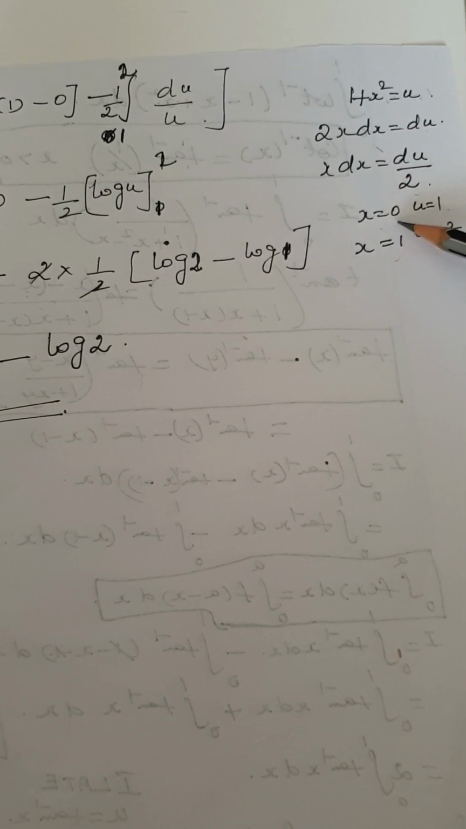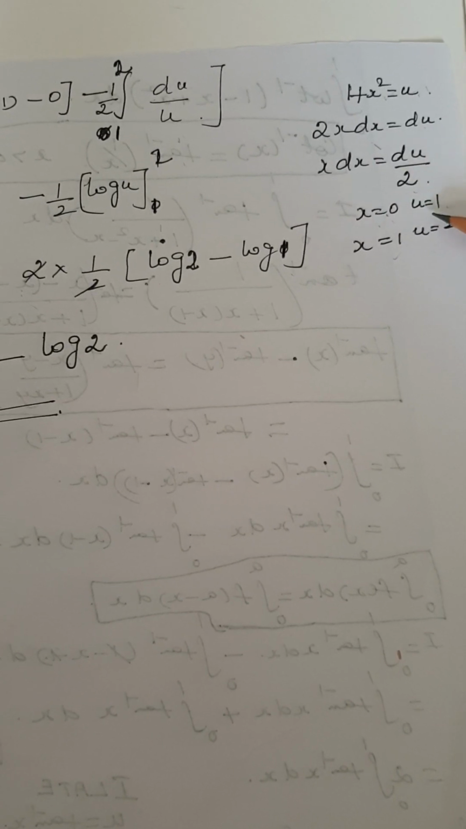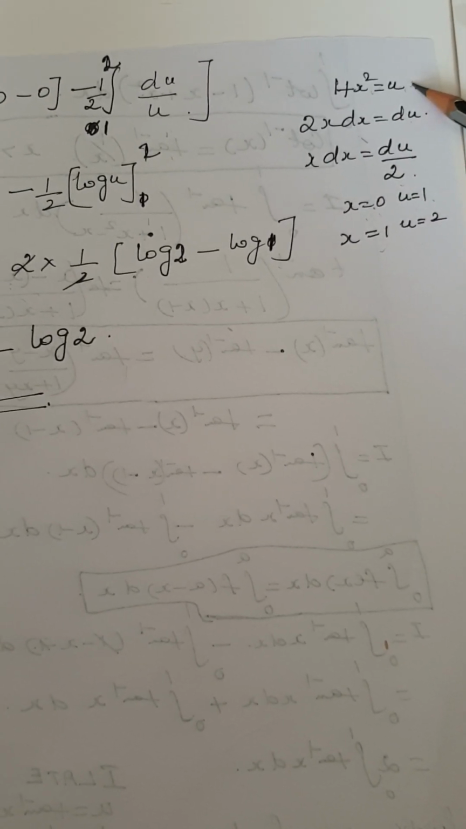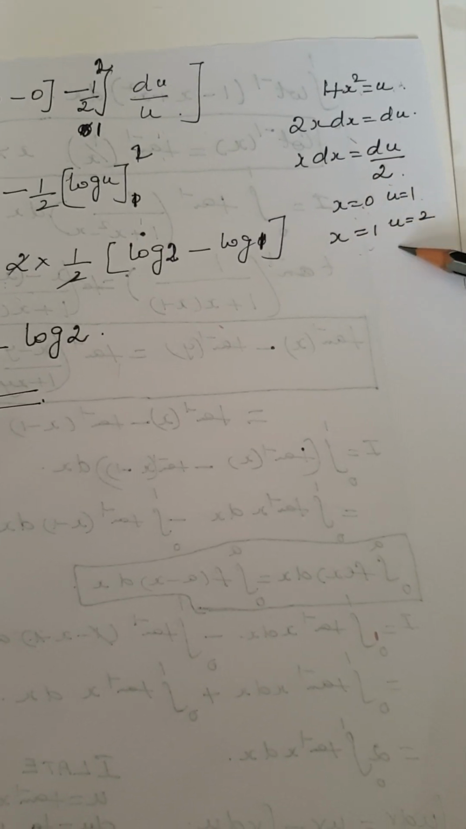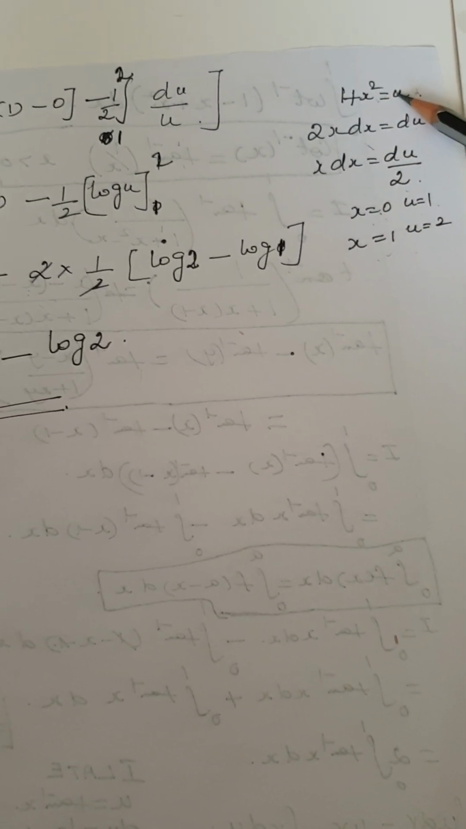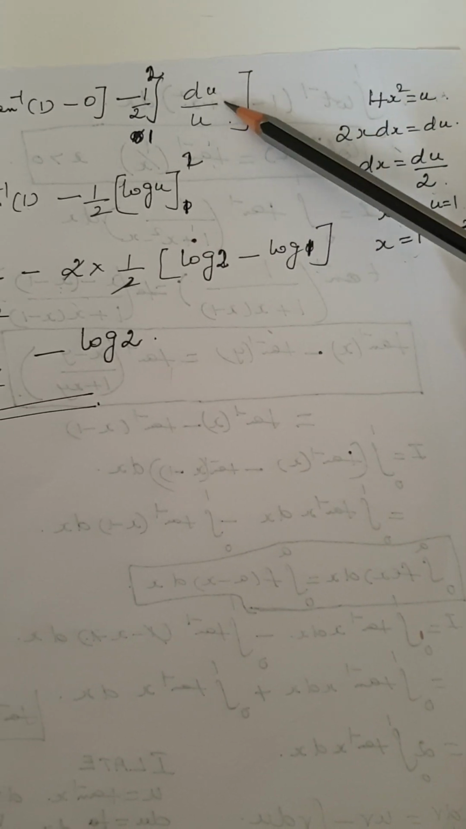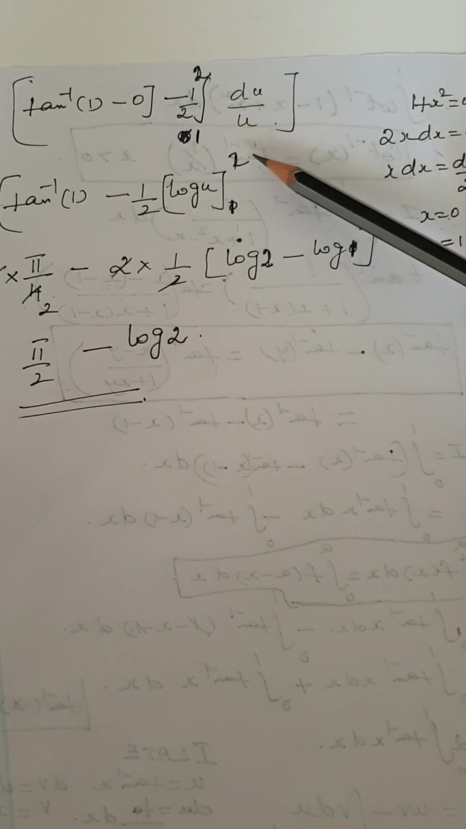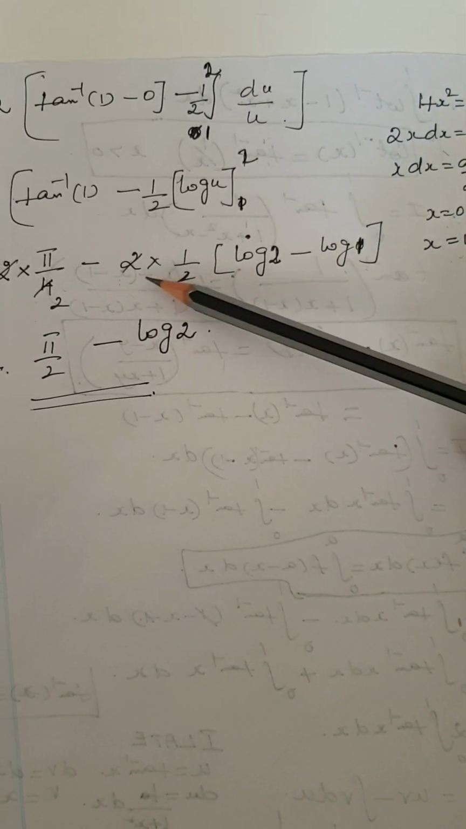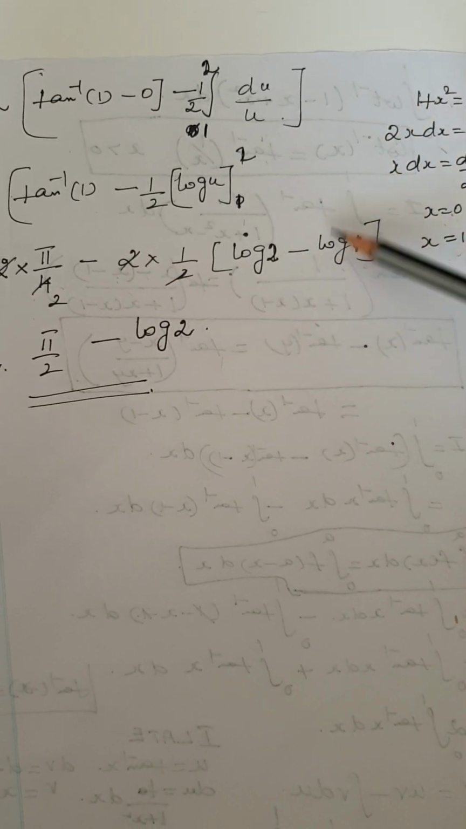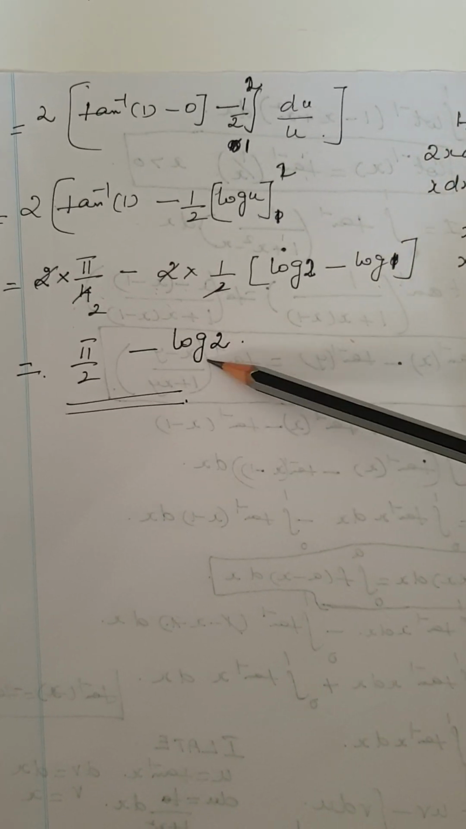We have to change the limit also. When x is equal to 0, the lower limit, u becomes 1. When x is equal to 1, u becomes 2. So the limit becomes 1 to 2 of du by u, and the integral of du by u is log u. Now apply the upper limit: log 2 minus log 1, and here the 2 and 2 will get cancelled. Log 1 is 0, so we have log 2. So the answer is pi by 2 minus log 2.